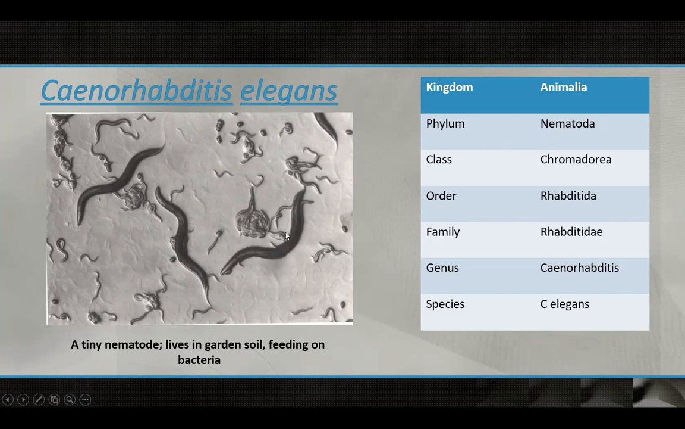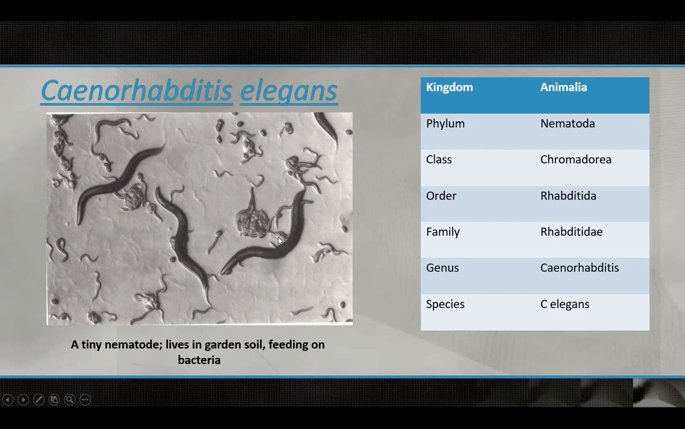What is the vulva? You can just look at your screen. आप अपनी screen पे देख सकते हैं that there is an opening which is present in the case of female C. elegans. This opening is responsible for laying the eggs into the external environment. From this opening, the eggs are being laid into the external environment. This opening is referred to as the vulva.